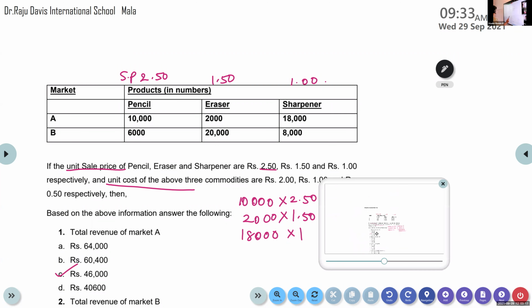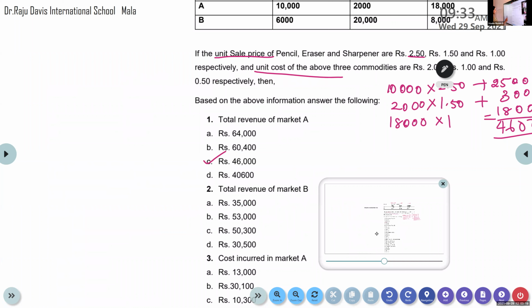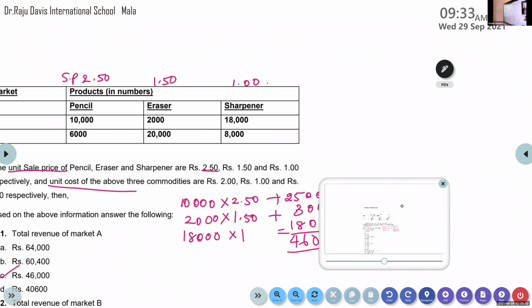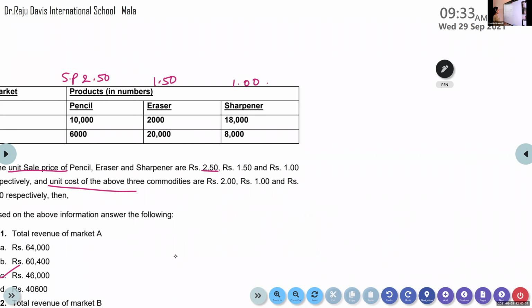Listen to the second one. What is asked in the second one? Total revenue of market B. We are asked to find the total revenue of market B. The method is same, isn't it? Same method. Again do the same method for market B.